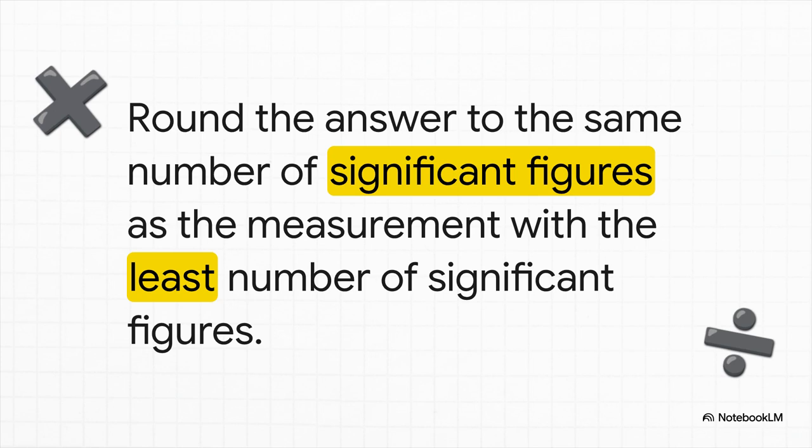Now, for multiplication and division, the rule is a little different. Here, we're not looking at decimal places anymore. Instead, we're counting up the total number of significant figures in each measurement. Your final answer has to be rounded so it has the same number of sig figs as the number you started with that had the fewest sig figs.